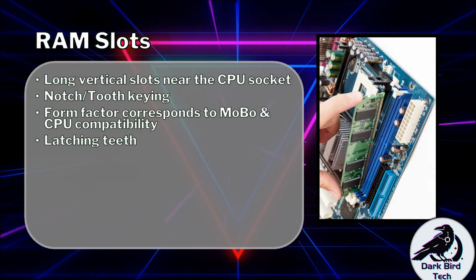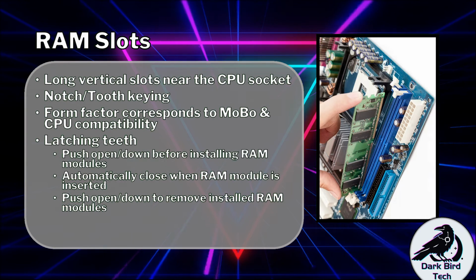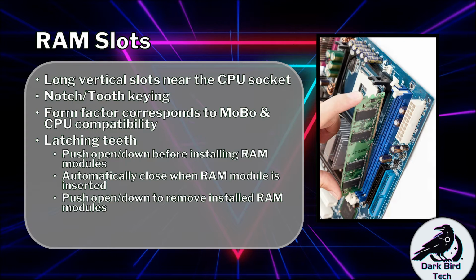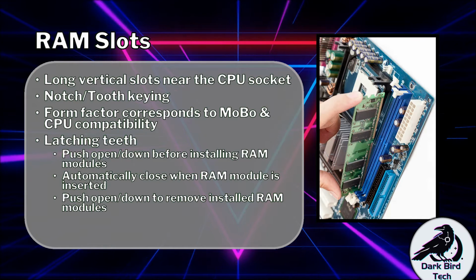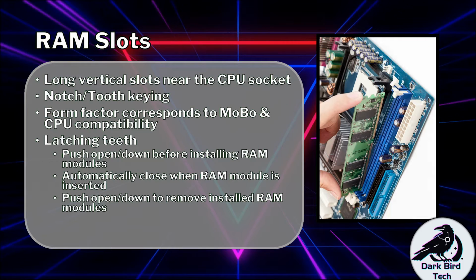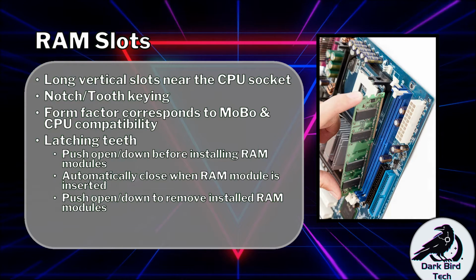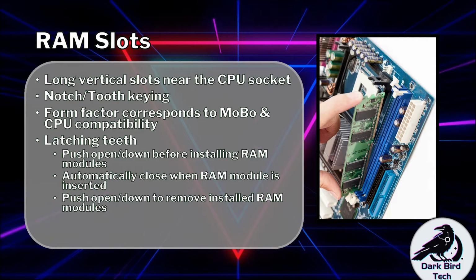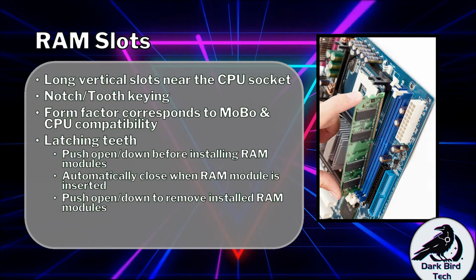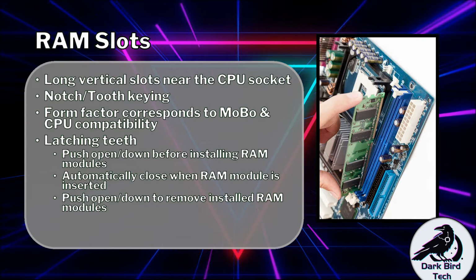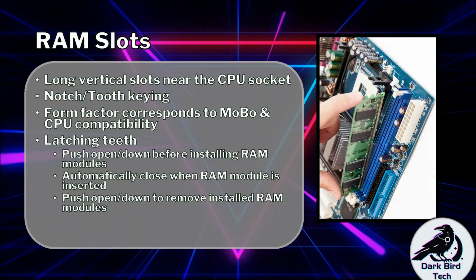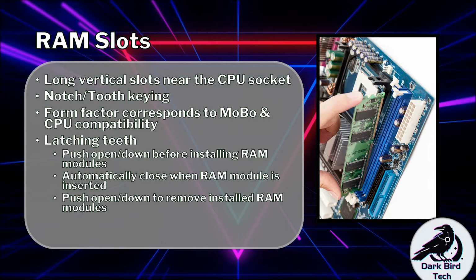Now usually what you want to do with those plastic teeth is push them open or down before you install the RAM module, and they automatically close when the RAM module is inserted. So you shouldn't need to do anything special with them. And then when you want to remove the RAM module, just push the little plastic nubbin back or down on both sides, and not only does it release the RAM, it also pops it out a little bit to make your life easier when removing it.